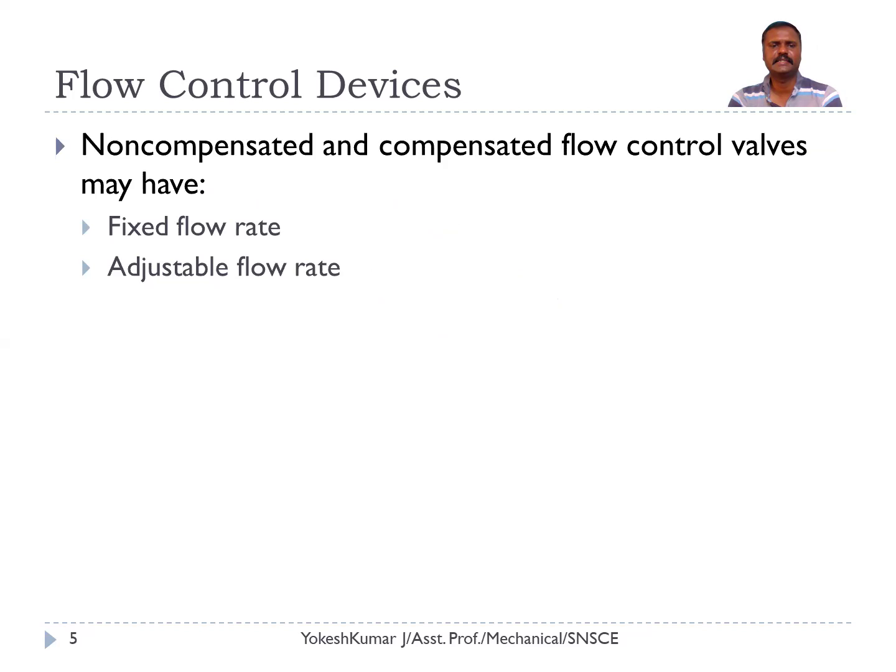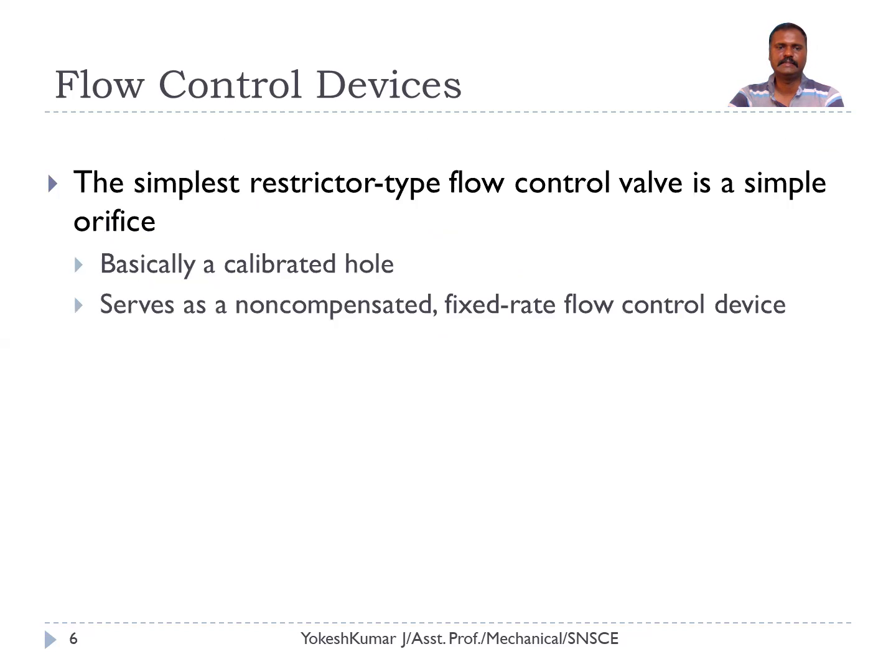So the non-pressure compensated valves may be categorized into fixed flow rate and adjustable flow rate. An orifice with a plate with a hole is the example of a fixed flow rate. An adjustable flow rate example is the normal taps, what we are using in domestic applications. So these are all the examples of adjustable flow control valve. The simplest restrictor type flow control valve is the simple orifice. It is basically a calibrated hole. It serves as a non-pressure compensated fixed flow control valve for the hydraulic applications.